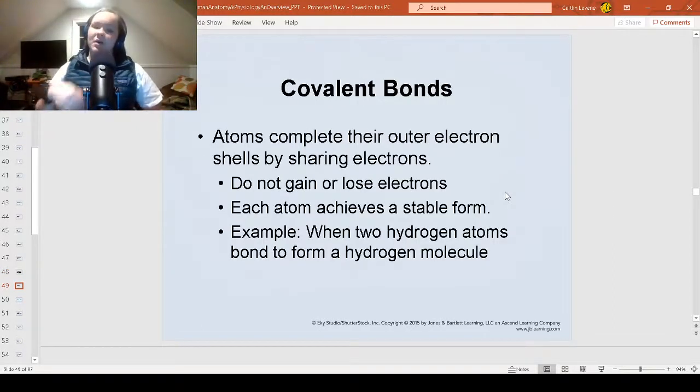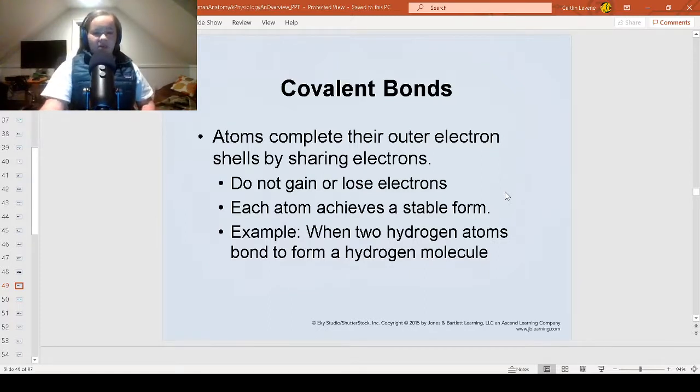We also have covalent bonds. Atoms complete their outer electron shells by sharing electrons. They do not gain or lose electrons because each atom achieves a stable form. So there's a happy number of electrons that they all try to reach. I believe it's 12, or it's 10 or 16. But in order to reach that happy number, they have an urge to form bonds, which makes them so reactive, by the way, with other elements on the periodic table.